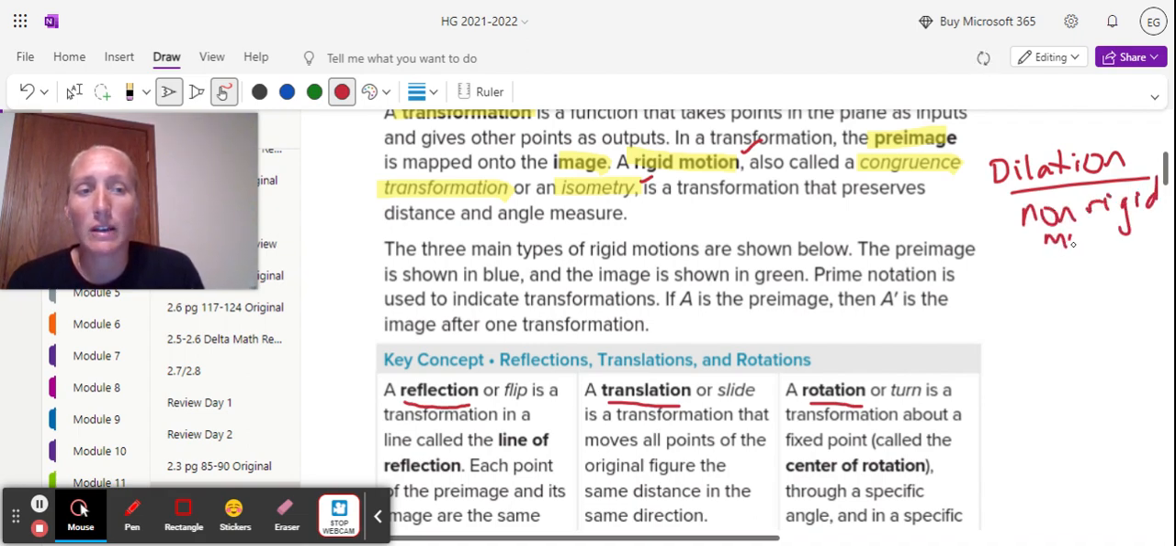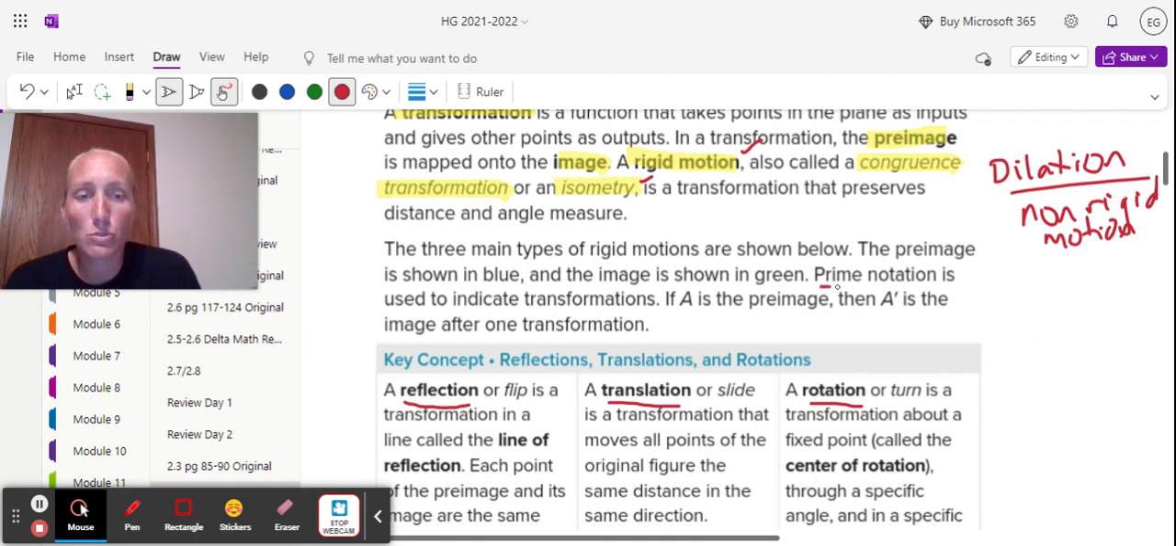Think about your eyes dilating. They get bigger or smaller. That idea is a non-rigid motion, because in that case it's not keeping it congruent. It's not preserving distance. It's making it bigger or smaller. It's not preserving angle measure. So these are my three main types here.